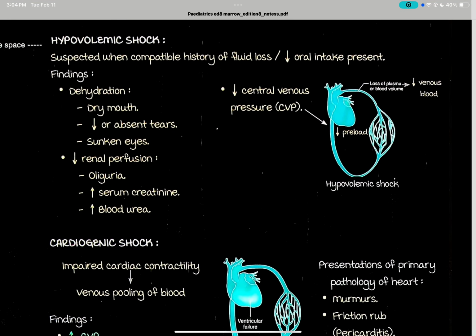Hypovolemic shock. Suspect when there is a compatible history of fluid loss or decreased oral intake. Findings: dehydration like dry mouth, absent tears, sunken eyes; renal perfusion effects, oliguria, increased serum creatinine, increased blood urea. Central venous pressure in hypovolemic shock: loss of plasma or blood volume, decreased venous blood, decreased preload.